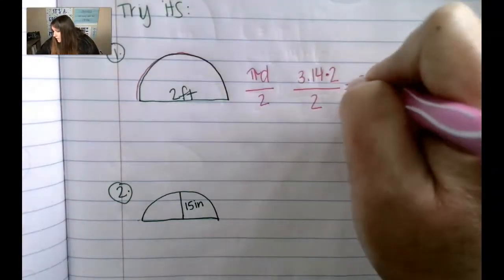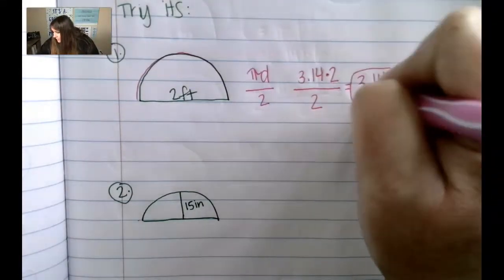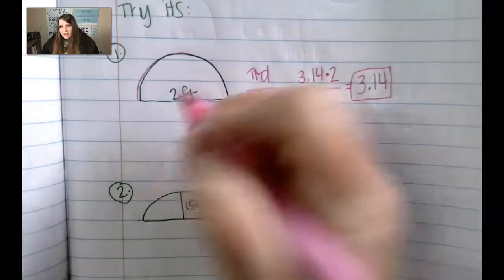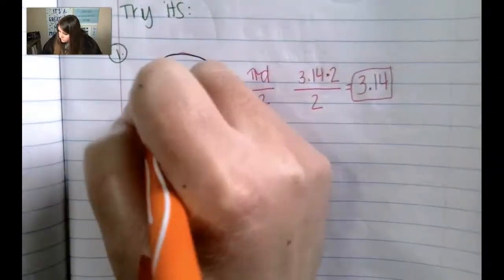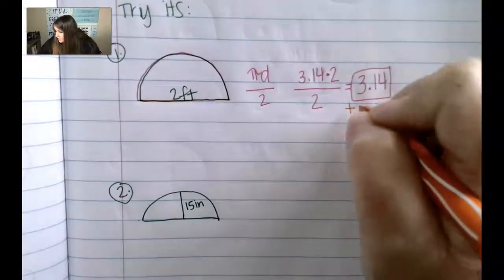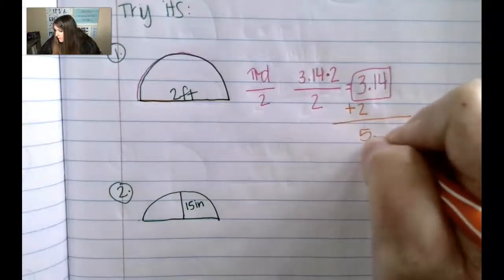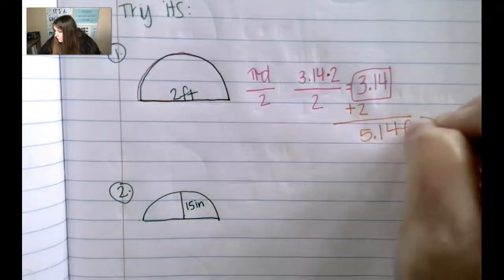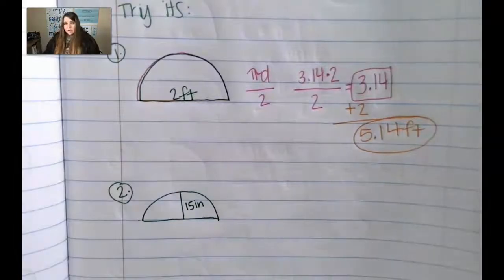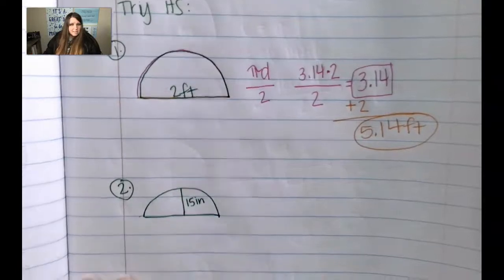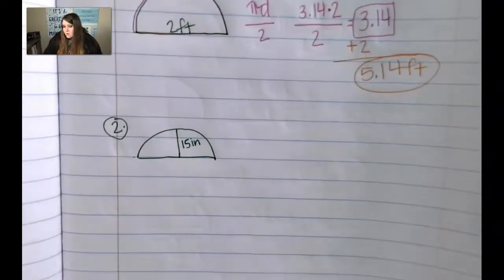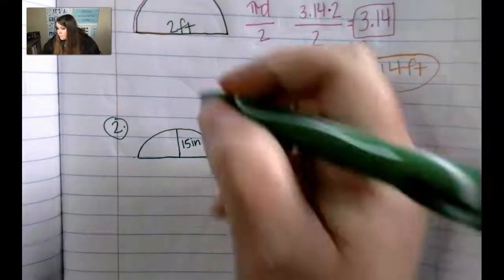Oh my gosh, we got pi. How did we get pi? Okay, plus I need to add on this bottom part here. I need to add that on, so we're going to add 2, and that gives us 5.14 feet. There we go. So the walk around is about 5.14 feet.